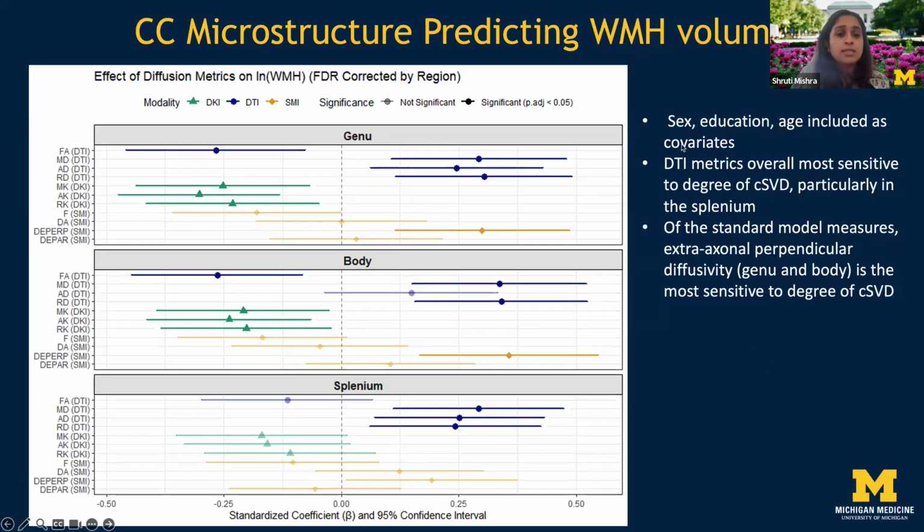We found that overall DTI metrics were the most sensitive to the degree of cerebral small vessel disease, particularly in the splenium, as only DTI measures were significant in predicting degree of white matter hyperintensity volume. And of the standard model measures, again, extraaxonal perpendicular diffusivity, in other words, that measure of myelination, or demyelination, in the genu and body, were the most sensitive to degree of cerebral small vessel disease.